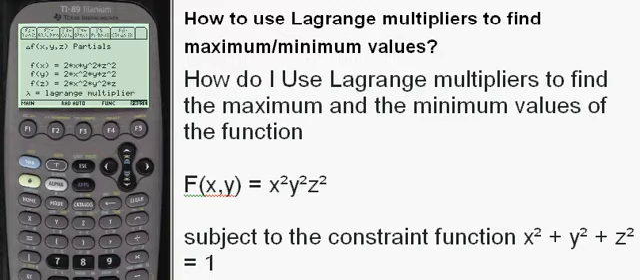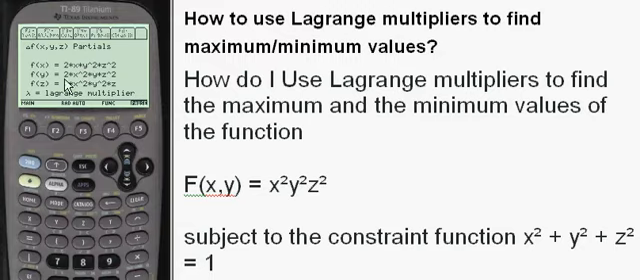And then we start doing the partial derivatives of the function. You notice with respect to x, you're going to have 2x and then put down the other two like they are. So we have 2 times x times y squared times z squared, okay?